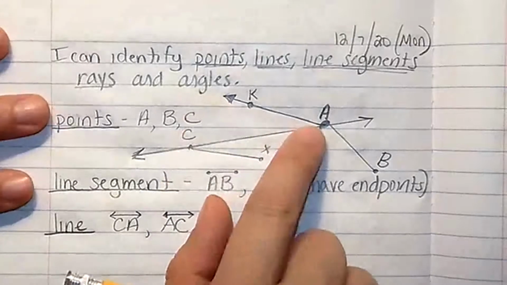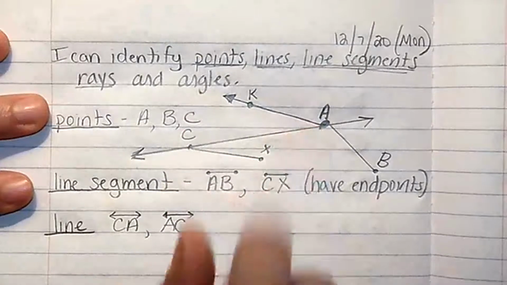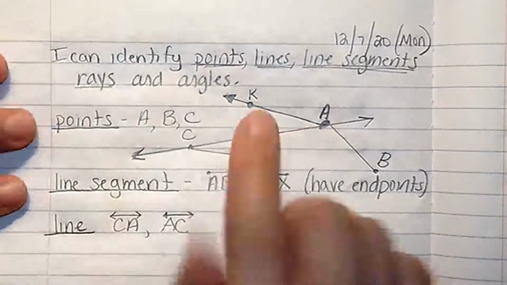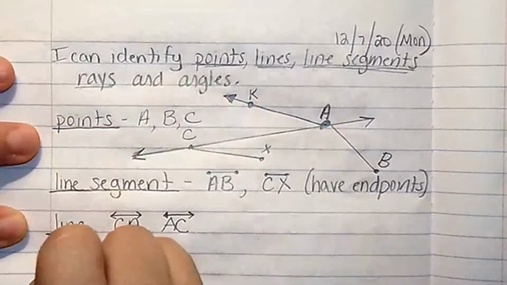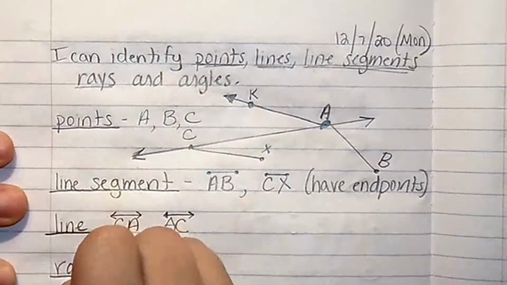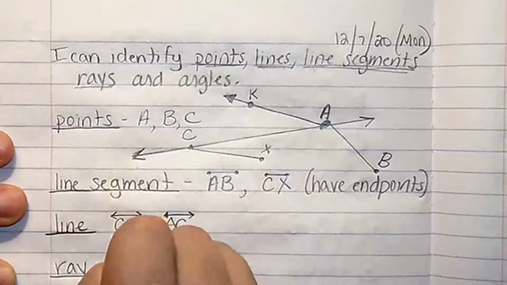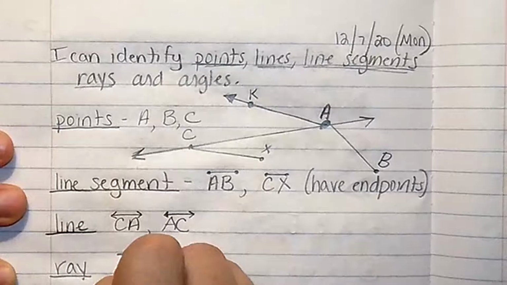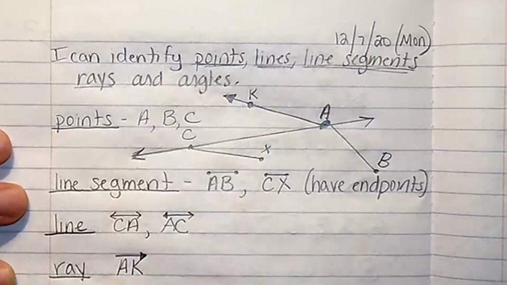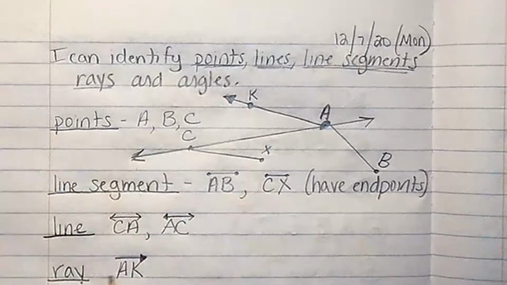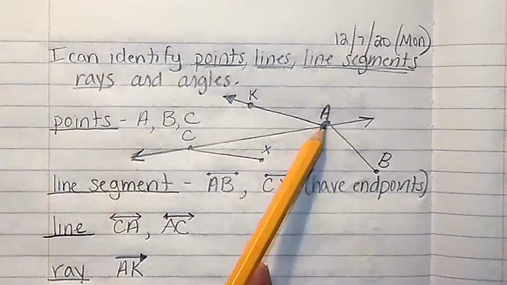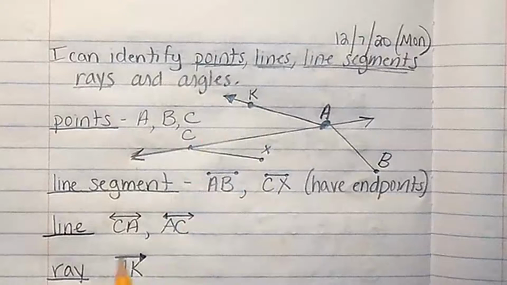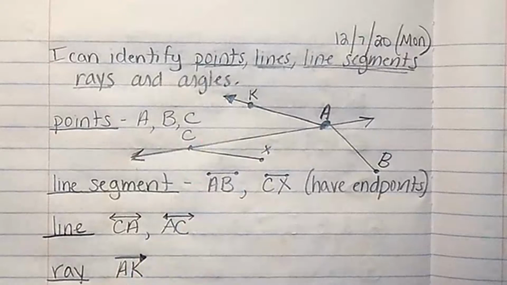This is an example of a ray. Think about a ray of sunshine. It starts in the middle of the sun and it comes out in one direction. This is a ray, and we call this ray AK, with the arrow closest to the letter that has the arrow. I called this AK, and the arrow's closest to the K.